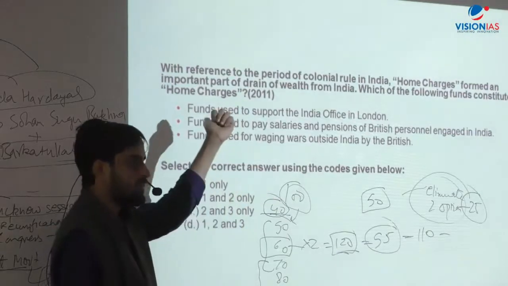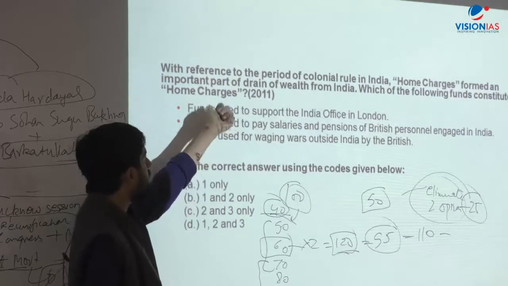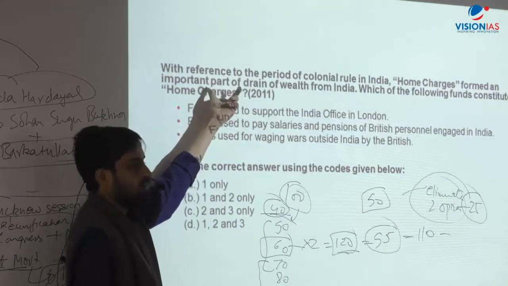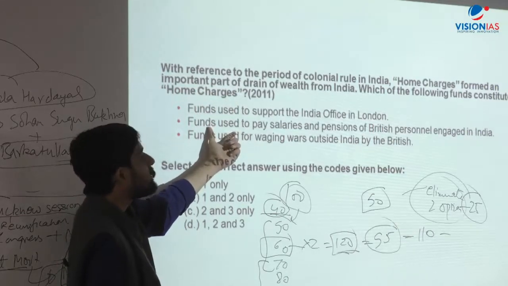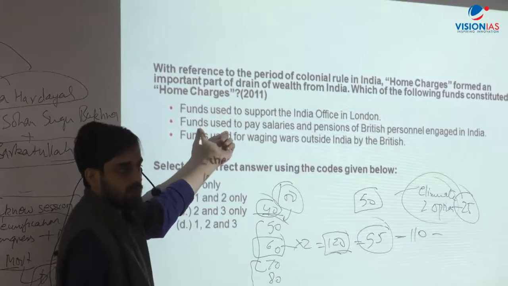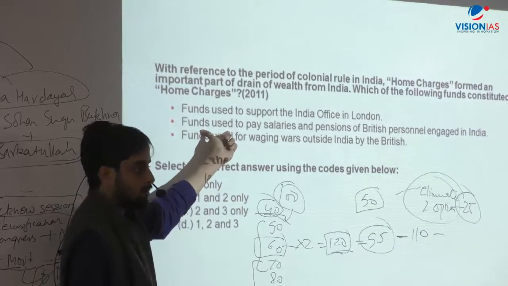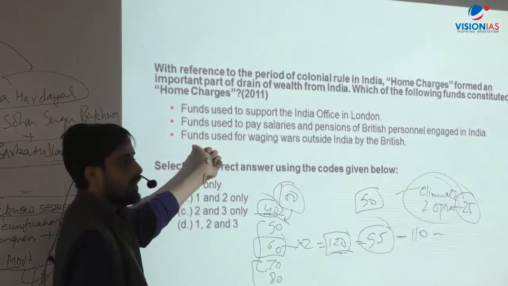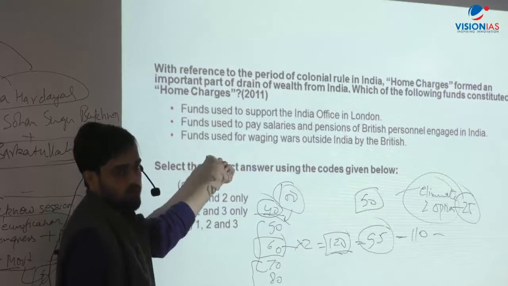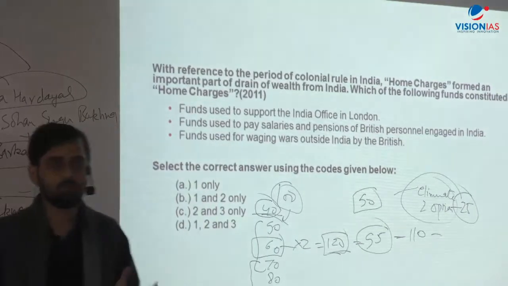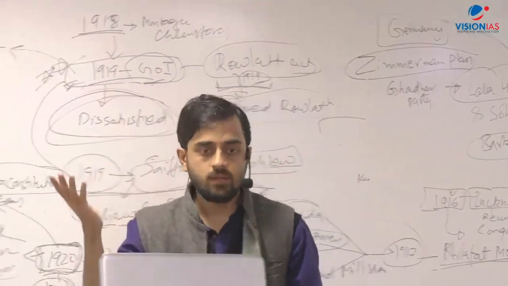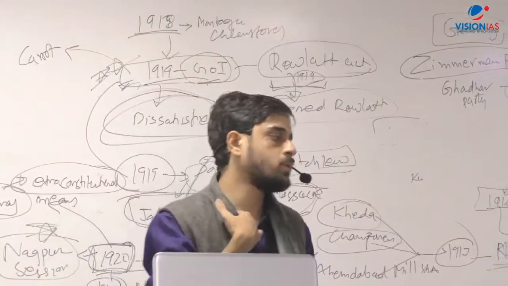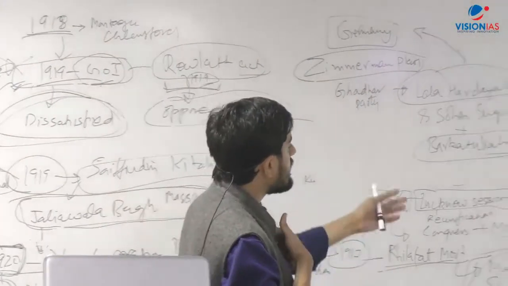So obviously the first statement is going to be correct even from what you knew before, even if we had not discussed home charges. The second, obviously to pay salaries and pensions of Indians, which is an obvious part of drain of wealth that we had talked about. The third is a statement which will always cause many doubts. In fact, when this option came also in the exam, because the answer key comes after a year.